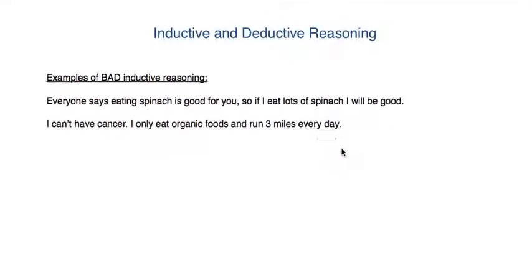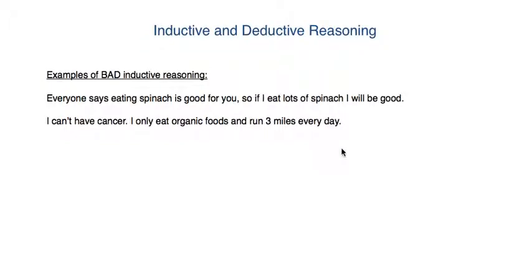Here are some examples of some pretty bad inductive reasoning. Everyone says eating spinach is good for you, so if I eat lots of spinach, I will be good. Well, okay. Spinach might be good for you, but in large quantities, spinach might not be good for you. And the other thing is this: everyone says stuff. That's an example of inductive reasoning that's pretty bad. Everyone says, or everyone's doing it. 9 million people can't be wrong. That's an example of inductive reasoning that may or may not lead to a good conclusion.